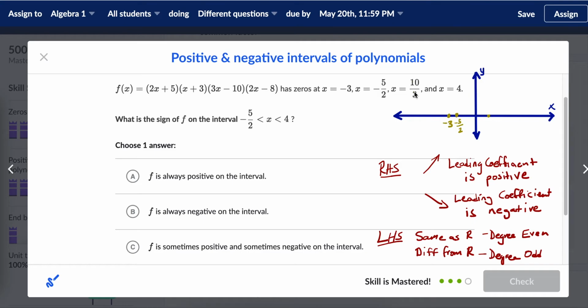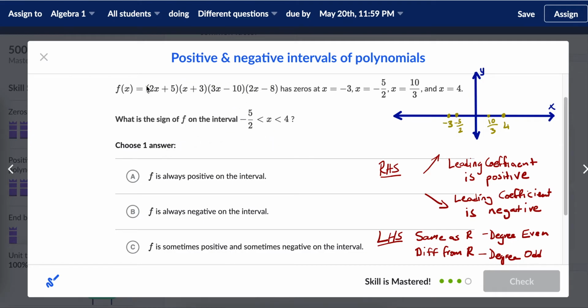We got 10/3, which is 3 and 3 1/3. So this is 10/3. We're going to use this one here, 10/3. And we've got 4, so 3 1/3, 4 comes after that. Okay, so really the scale doesn't matter, just that we have them in the right order. That's what matters. And we've got 4 zeros match up with our 4 coefficients, so that is all good.